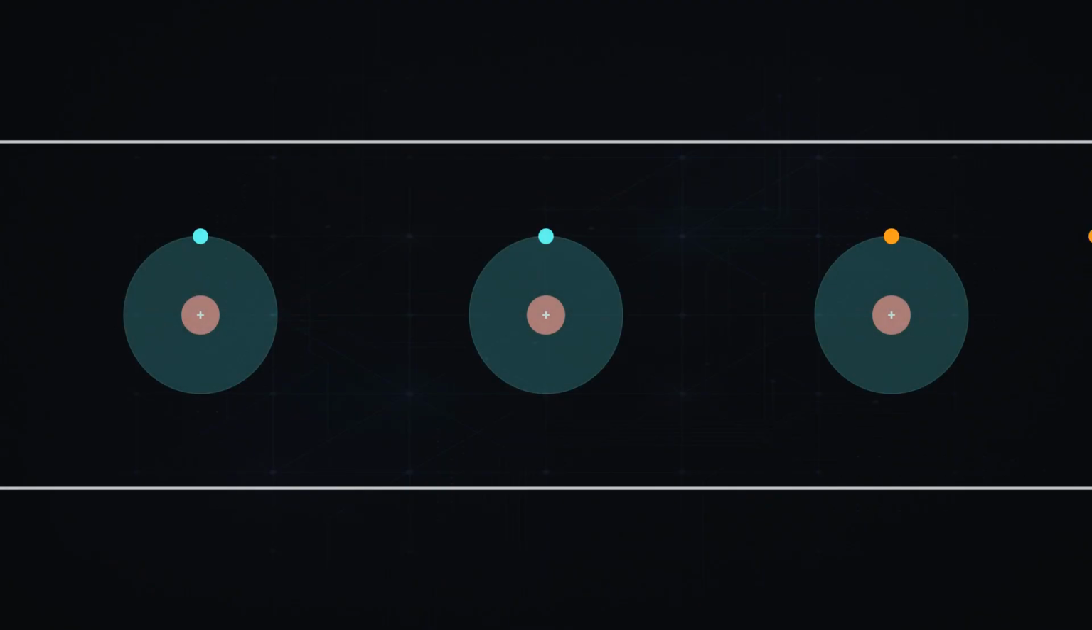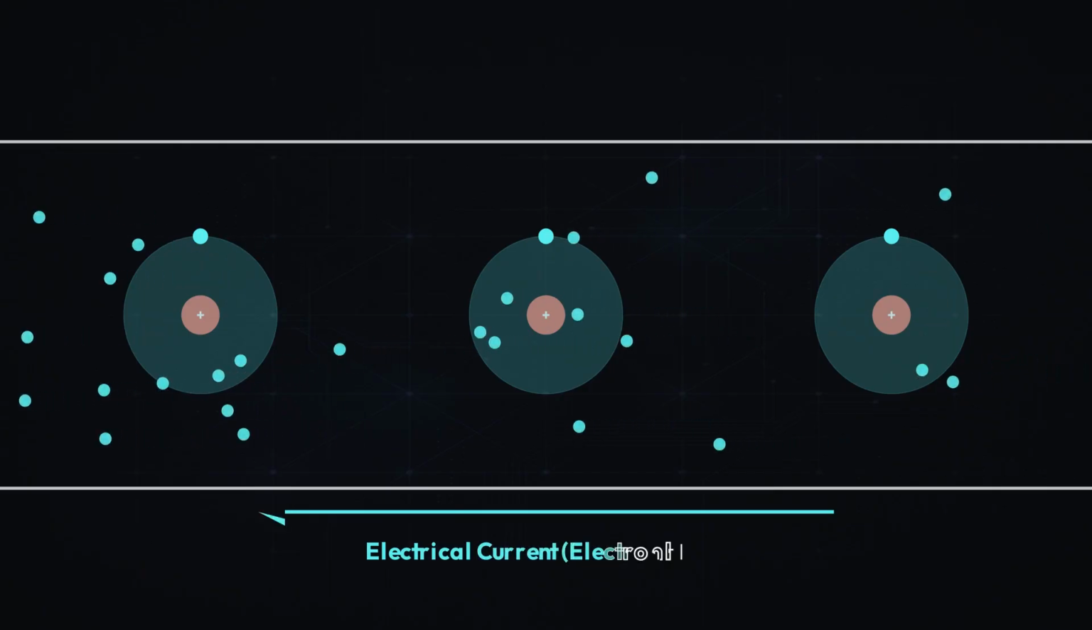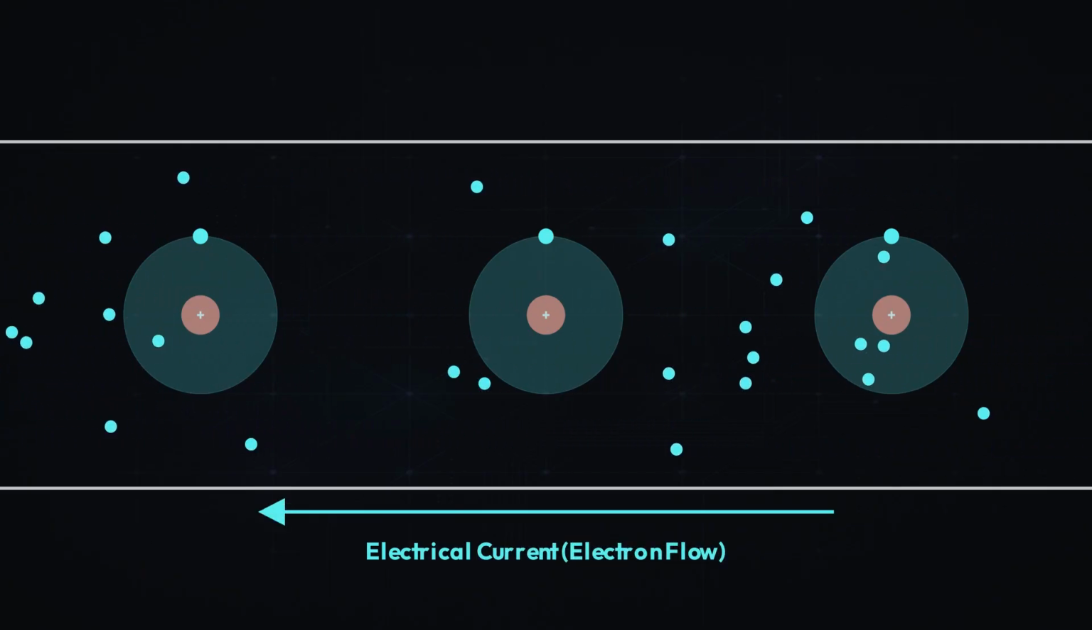When millions of these free electrons move in the same direction, we have electrical current. It's that simple. Electricity is the flow of electrons.